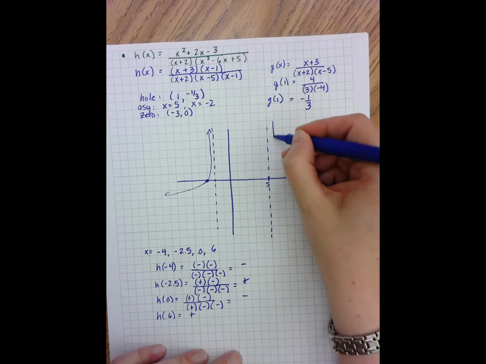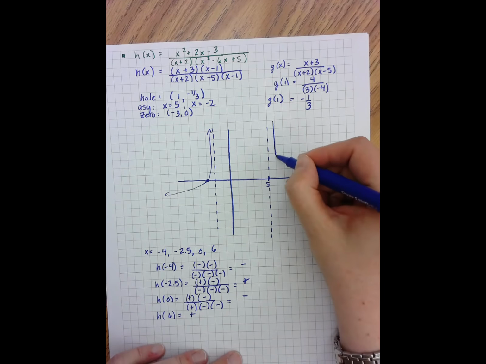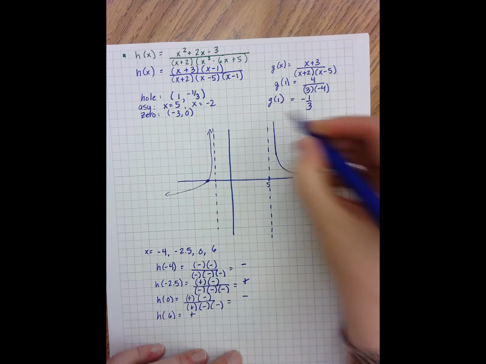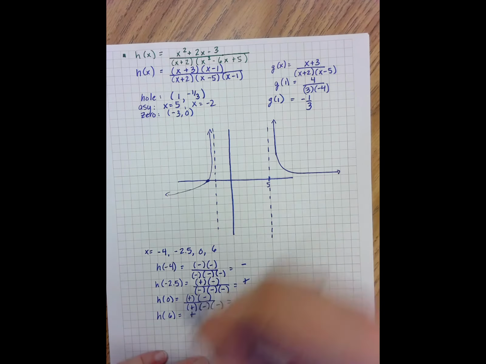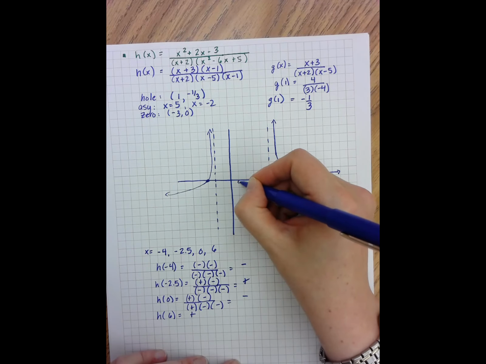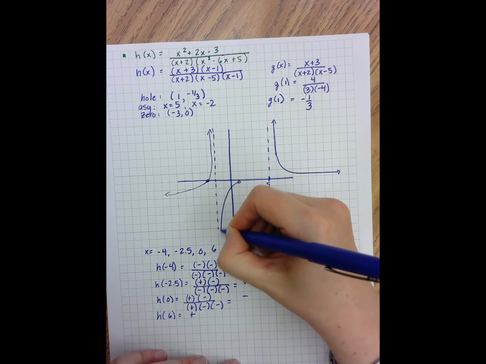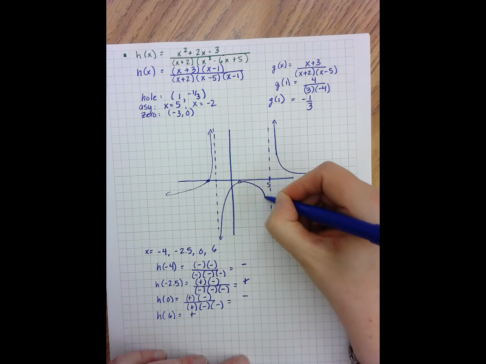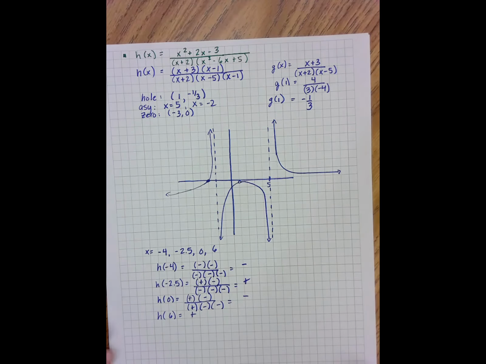And I don't cross my x-axis because I have no more zeros. And then I have to pay attention to this point, 1, comma, -1/3. So I've got a hole there. And there's my graph.